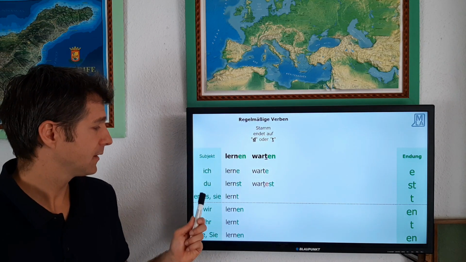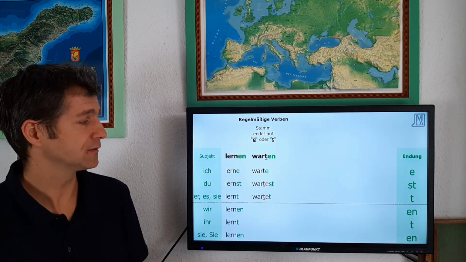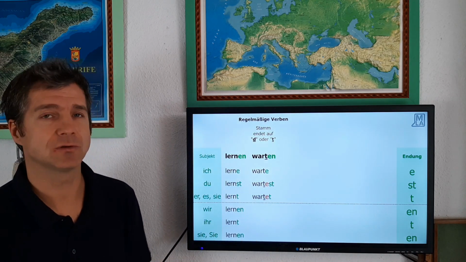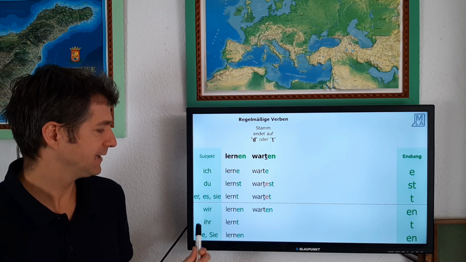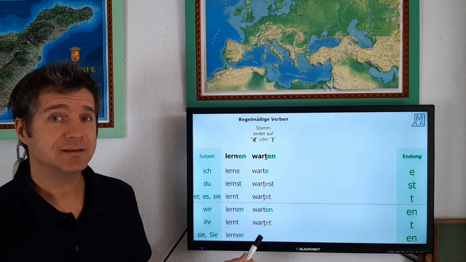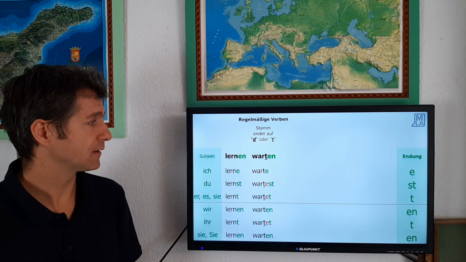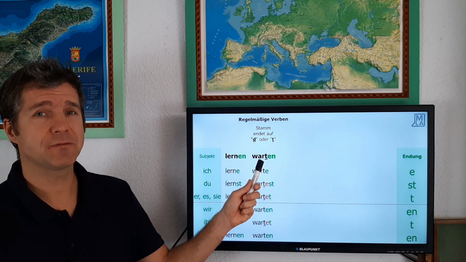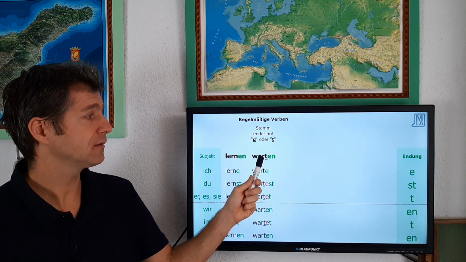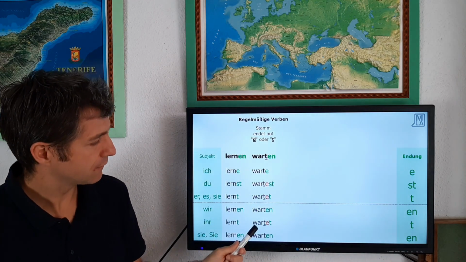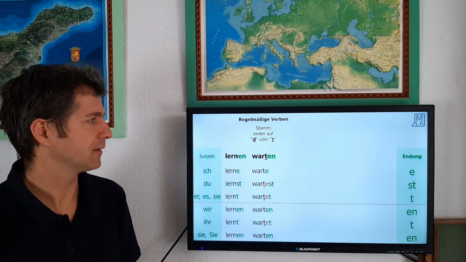Same thing here, er wartet. No? Because you cannot pronounce the double T. So one is from the root and one is the ending. So ihr wartet. And then actually in wir, no problem. Wir warten. Ihr wartet, the same problem like here, and sie warten. So remember, if you have a T or a D at the end of the root of the word, before the ending, then in these three pronouns we have to add an E, like a separator.